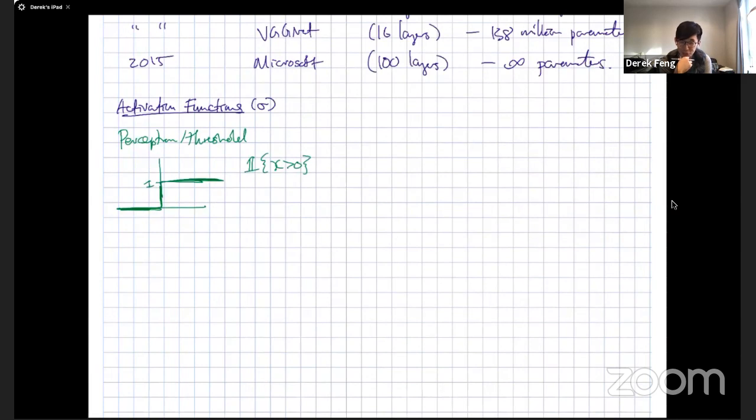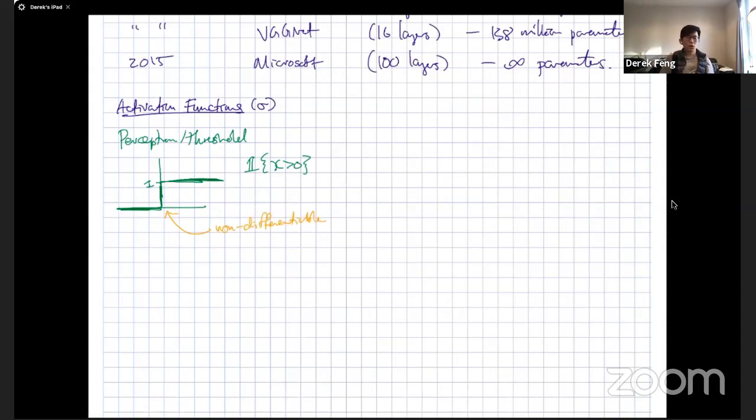This is not particularly great for a few reasons. One thing which seems like it's not a great thing, but is actually not too bad, is that this function at x equals 0 is non-differentiable.